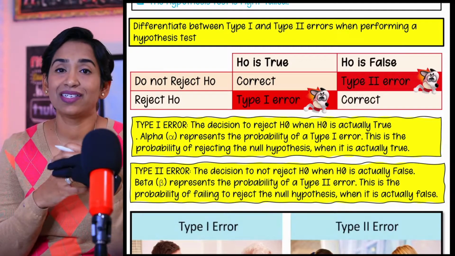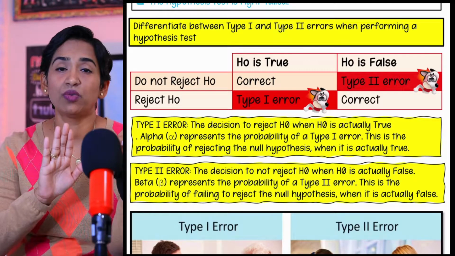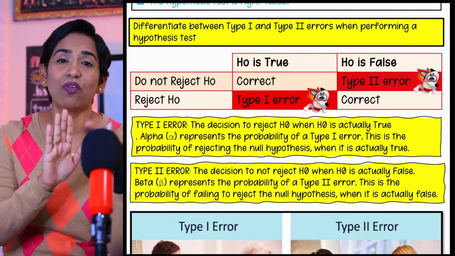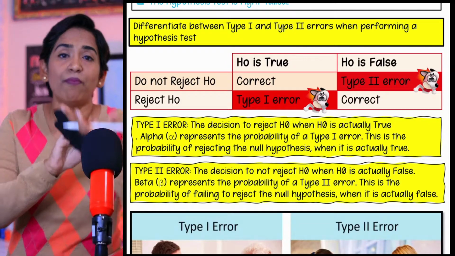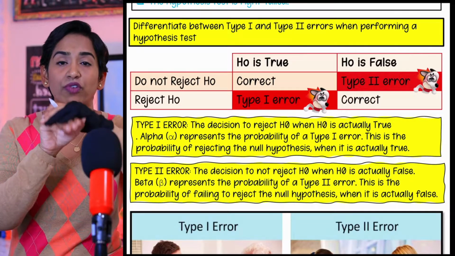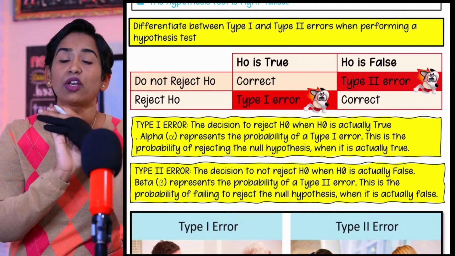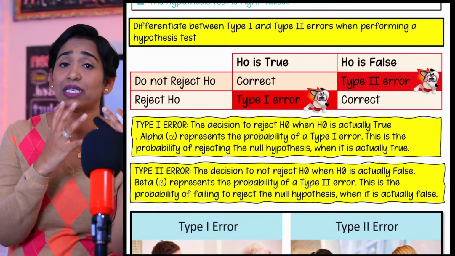Remember, in statistics, you only talk about H naught, right? Talk H naught to me. You only talk about H naught because either I am rejecting my H naught or I am not rejecting my H naught. Only two things can happen. Either I reject my H naught or I do not reject my H naught, right? But there are two errors that can happen.